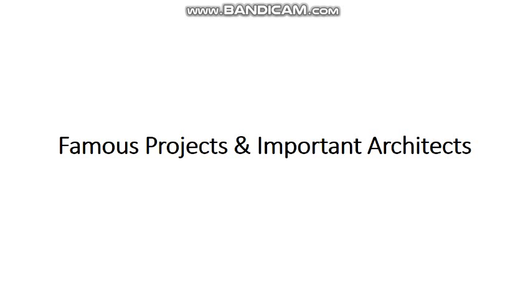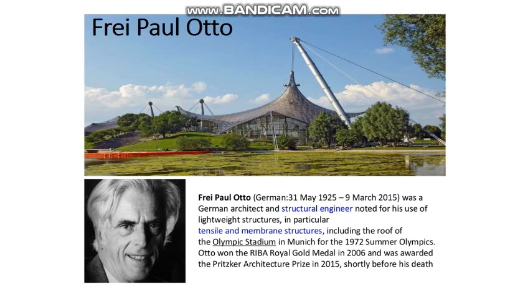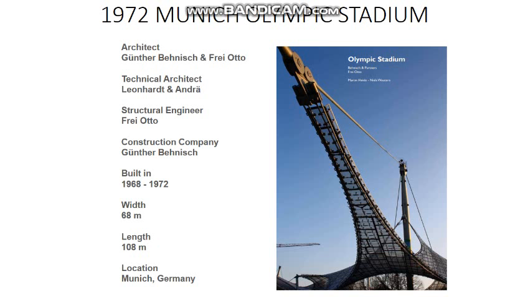And some famous projects and important architects. Frei Otto, he's a German architect and a structural engineer. He generally worked with tensile and membrane structures, and the most famous work can be seen as Olympic Stadium in Munich for the Olympic Games in 1972. And this is the Olympic Stadium. The structural engineer was Frei Otto. The technical architect was Leonhardt and Andrä. It was built between 68 and 72 in Munich, Germany for the Olympic Games in 72.